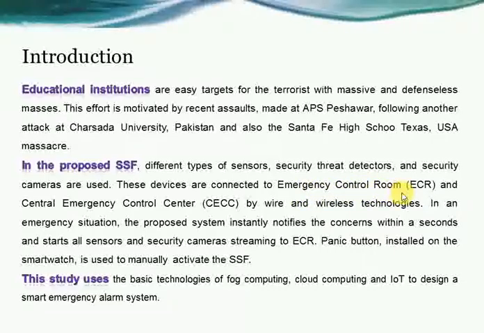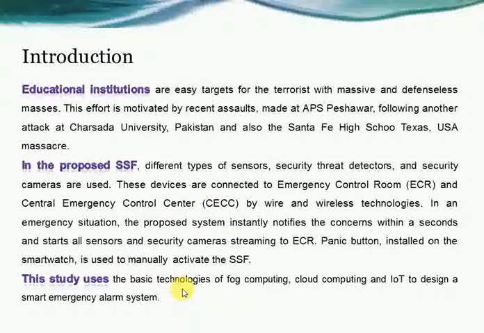The emergency control room uses different types of servers. They use fog computing technologies to decide what type of data should be sent to the central emergency control center. The central emergency control center is situated at the district or state level, where different officials work and monitor the whole situation. They have authority to monitor any institution, their sensors, their cameras, etc. So the emergency control room streams data to the central control room.